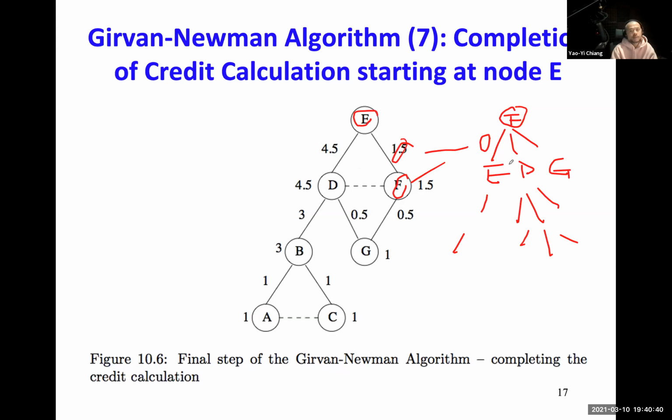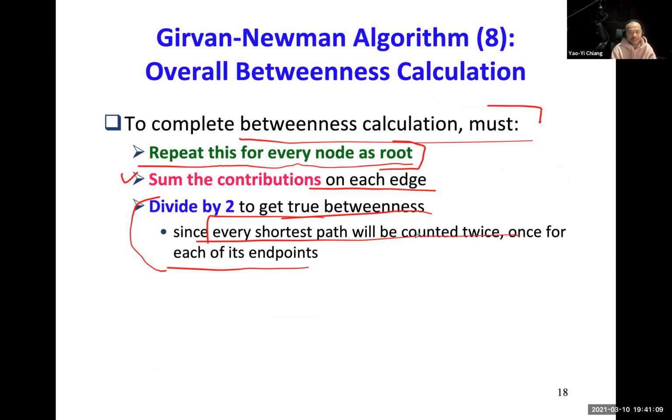However, like in this example, this betweenness is calculated twice. Once when you have E as the root node and F as the endpoint of your shortest path. The second time is from F to E. So eventually, after you have calculated everything using every node as the root node, you have to divide it by 2, because every shortest path is counted twice.